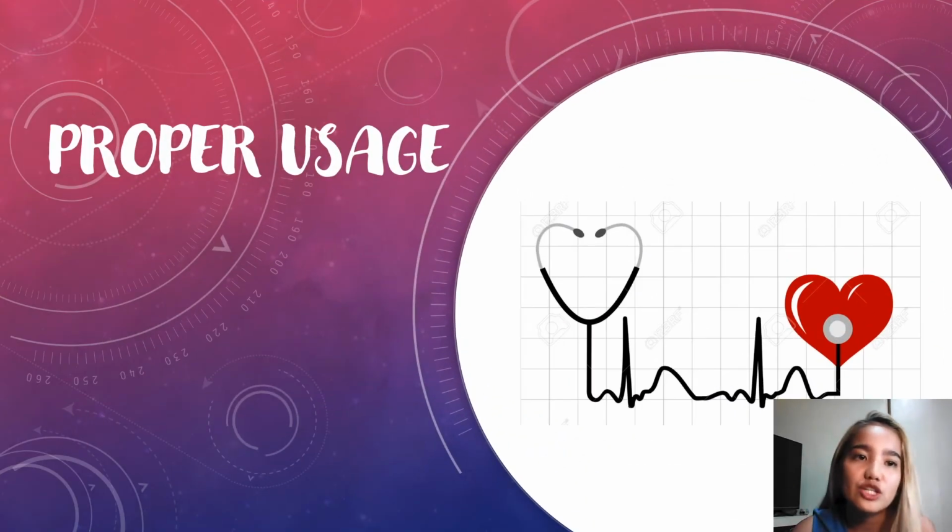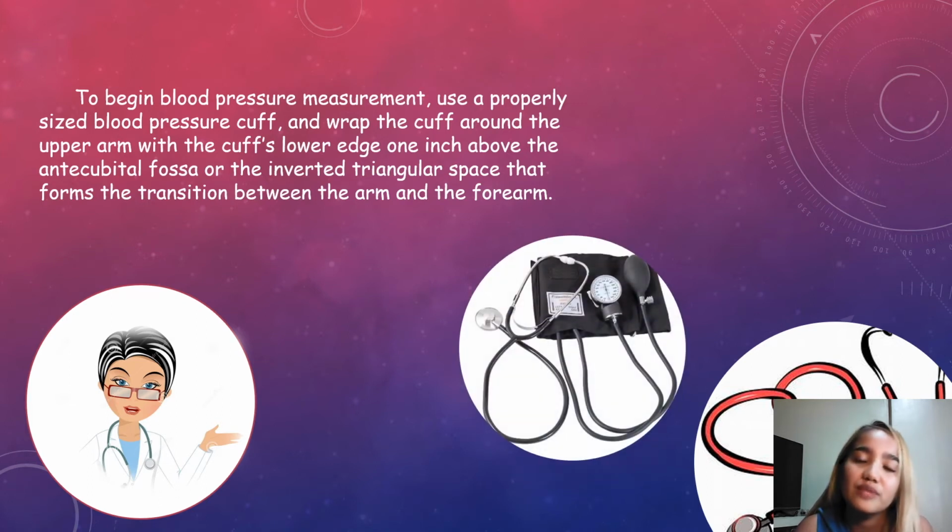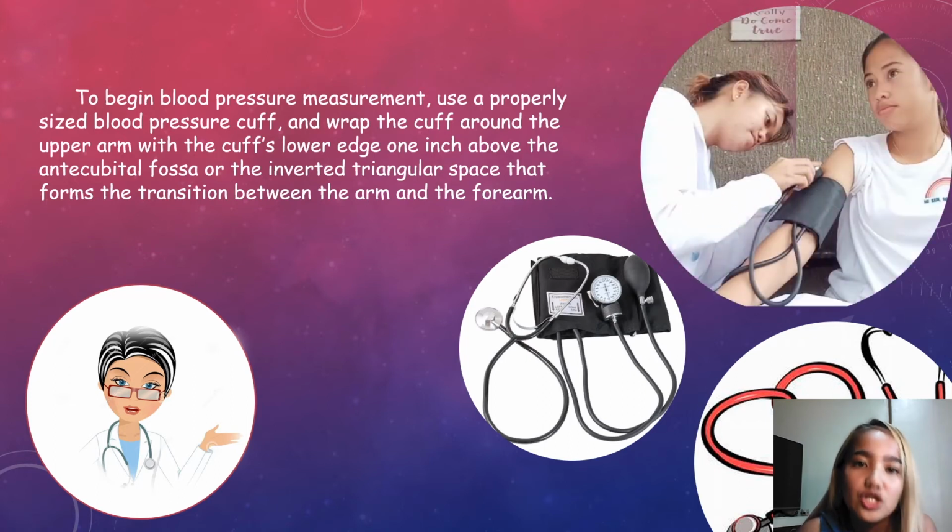So in continuation, I will now be discussing the proper usage of the medical device, the blood pressure apparatus with a stethoscope. To begin with blood pressure measurement, we should use a properly sized blood pressure cuff or the sphygmomanometer, and we should wrap the cuff around the upper arm with the cuff's lower edge 1 inch above the antecubital fossa, or the inverted triangular space that forms the transition between the arm and the forearm.